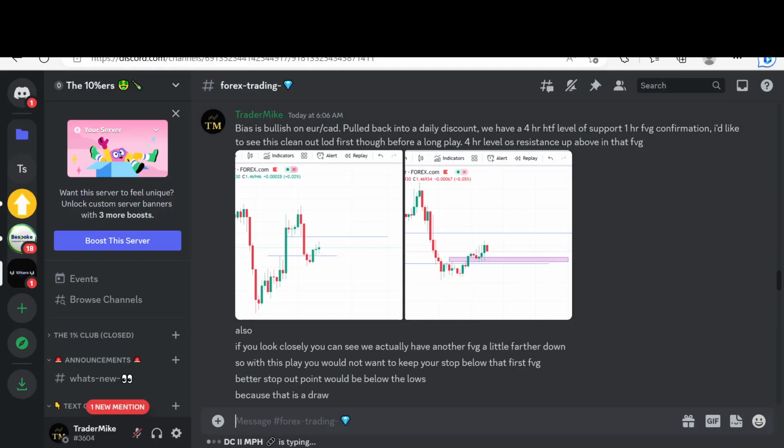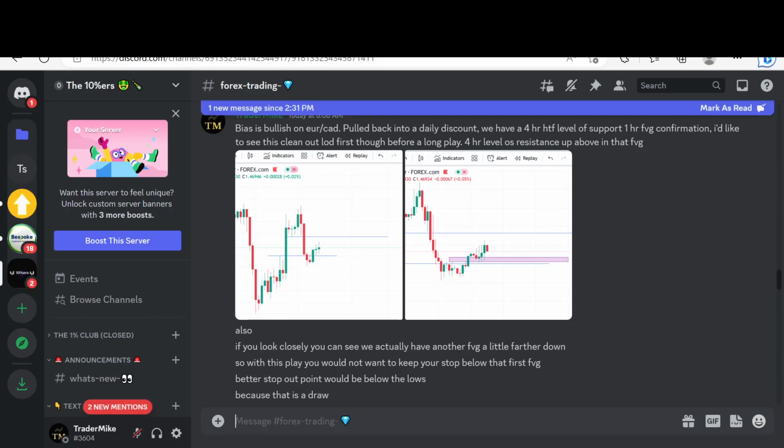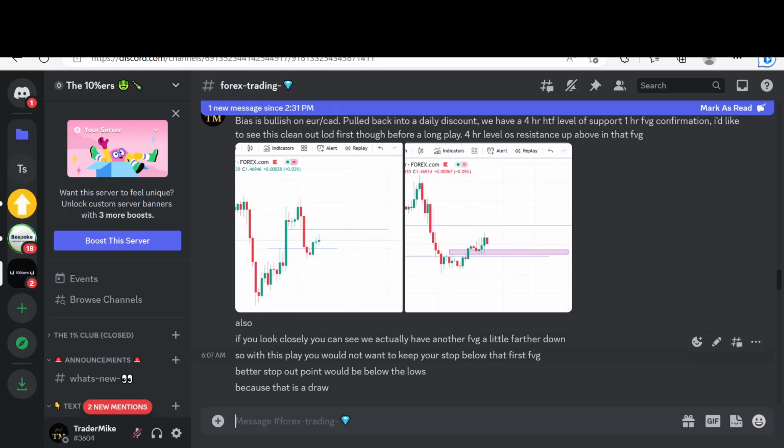Okay, so there's a few things that we're going to be talking about because I know some of you might be thinking, okay, he said he wants to see it clean out low of day. Why does he want to see it clean out low of day? What is a discount? What does he mean when he said pull back into a daily discount? Okay, so then you see right here, I said, okay, look closely. You can see we actually have another fair value gap a little bit farther down.